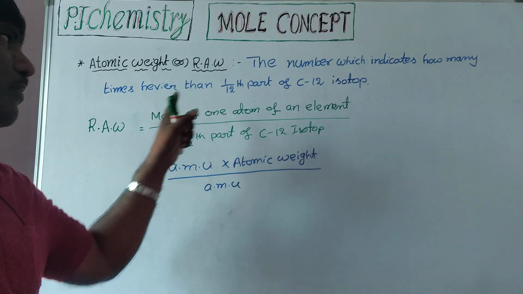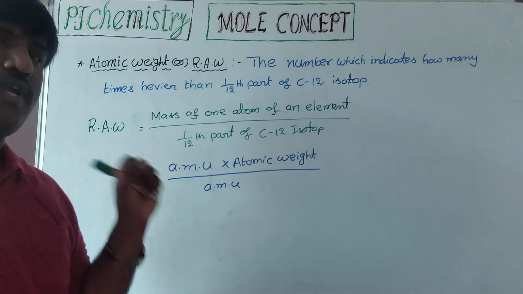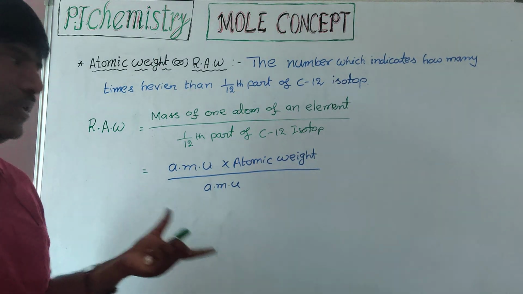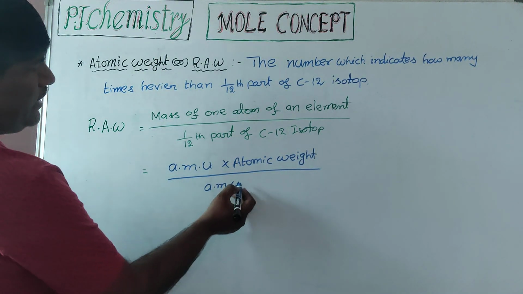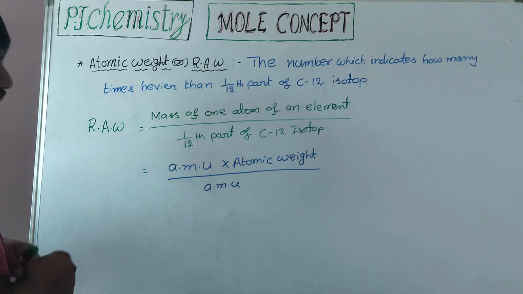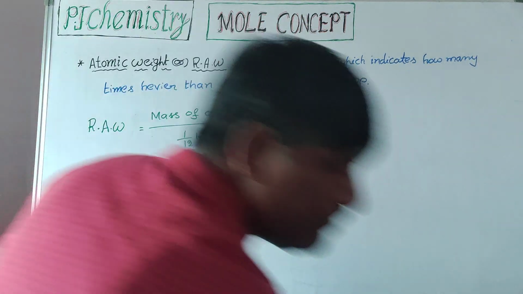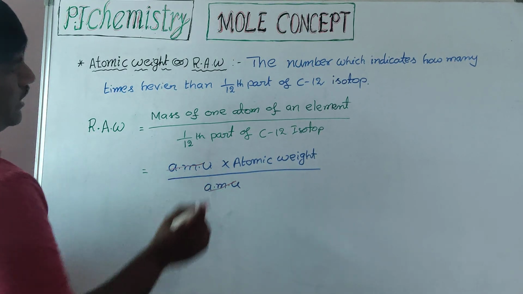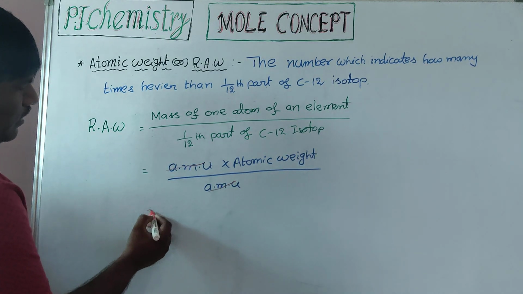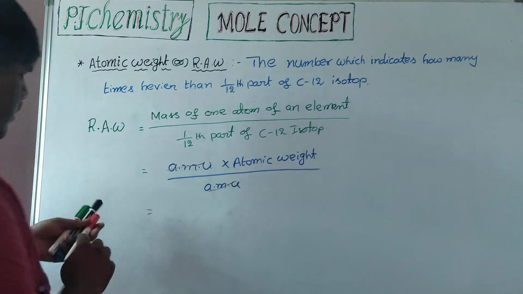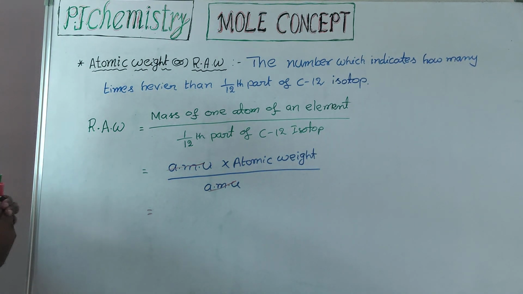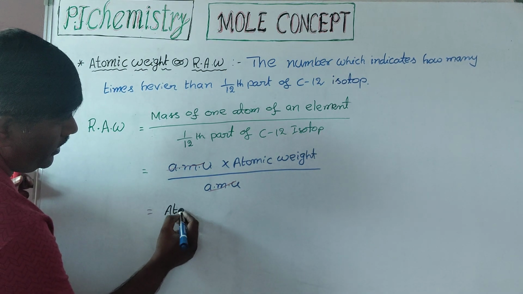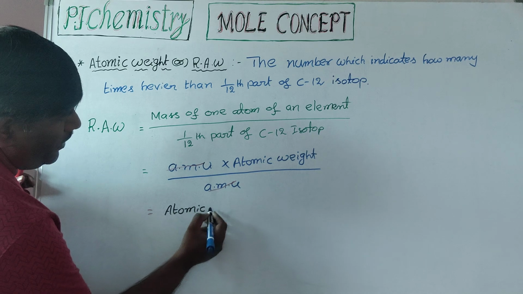So the mass of an atom of an element is given by the formula AMU into atomic weight, divided by 1 by 12th part of C12, which is the atomic mass unit definition. So this AMU and this AMU both will get cancelled. What will remain? Atomic weight. So the remaining is atomic weight.